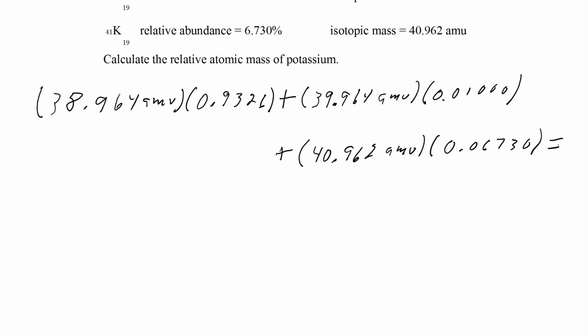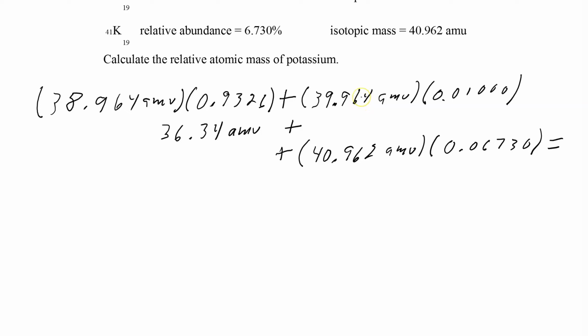So let's go through multiplying the first two. We've got 5 significant figures, 4 significant figures. My answer is going to have 4 significant figures. Doing the math, we get a value of 36.34 atomic mass units. We're going to add to that the product of our second isotope, potassium 40.